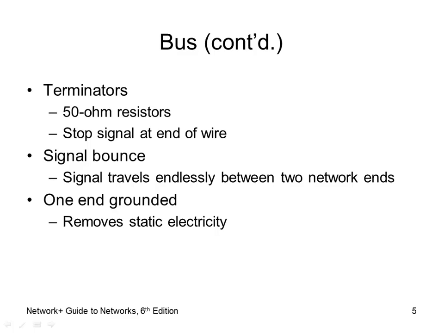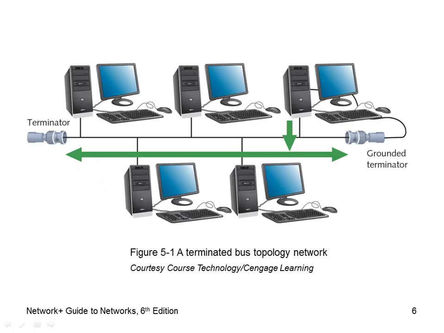Otherwise, the signal would bounce endlessly on the network. And then one end of the network you would ground to remove static electricity. Here's their example of a bus network. And you see there they're showing what the terminator would look like, and then on one end it's grounded with a terminator.